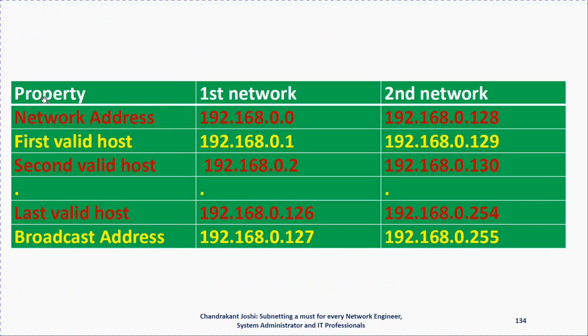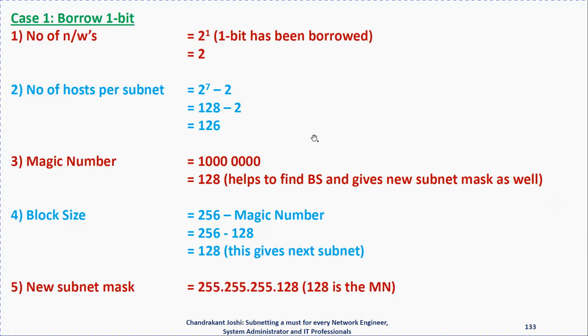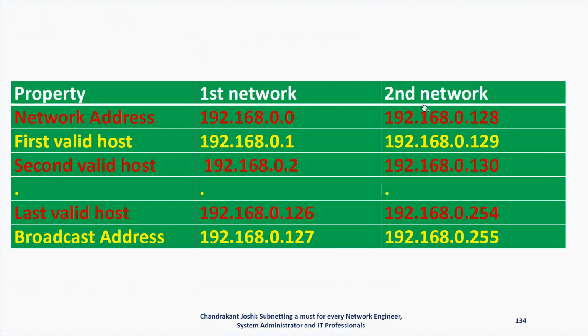Okay, I have just written here property. Because we borrowed 1 bit, there were 2 networks. So these are my 2 networks, first network, second network. Now I am taking the example of private class C IPv4 address, which is 192.168.0.0. So this is my network. Now this network is broken into 2 networks. So this is the first network. What would be the second network?